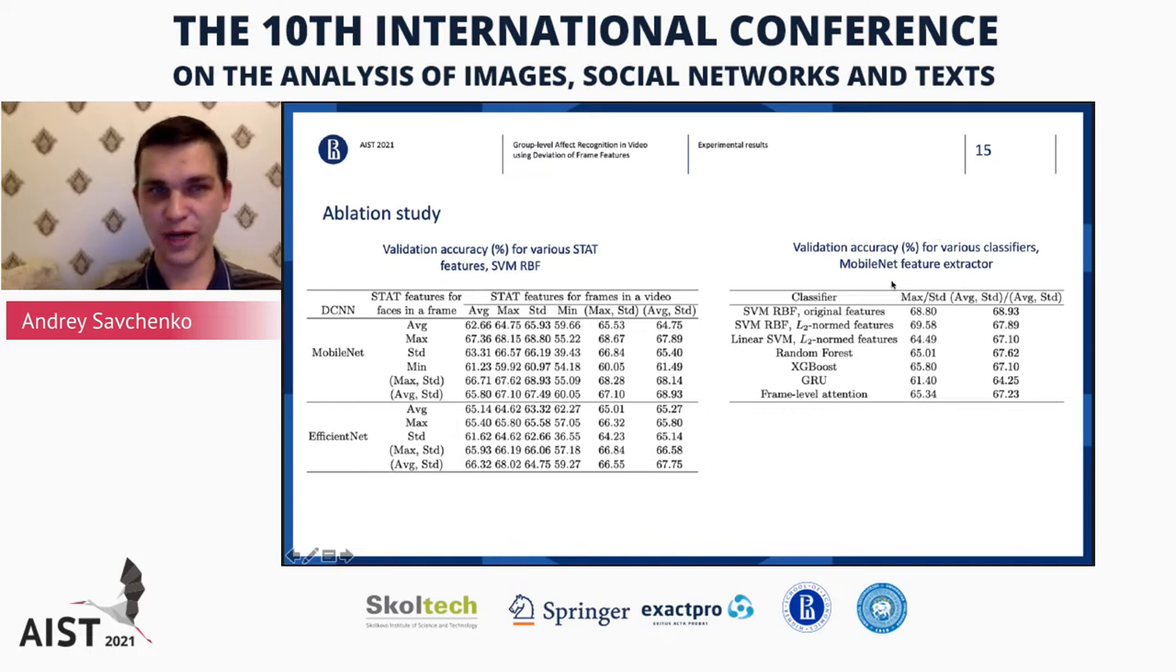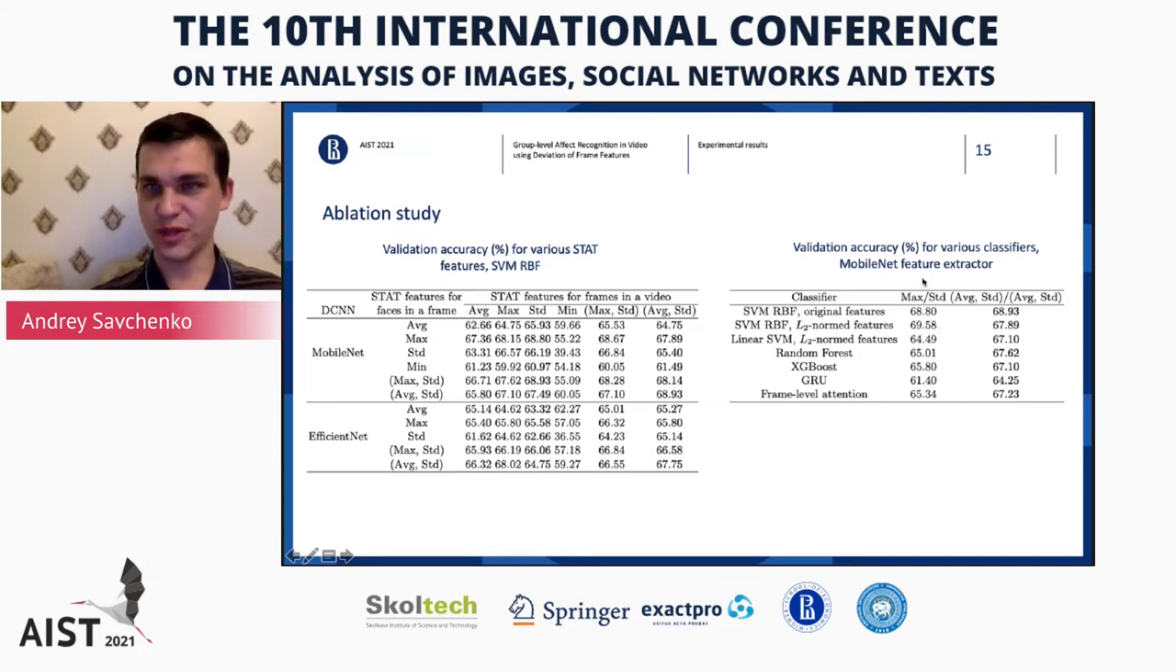So this is one classifier, and also this is an ablation study of different classifiers, and you see that the best results are obtained just by maximizing the features inside one frame and computing the standard deviation using these features for the whole video. Here it is approximately 70%, slightly less than 70%. So you see it's really simple.